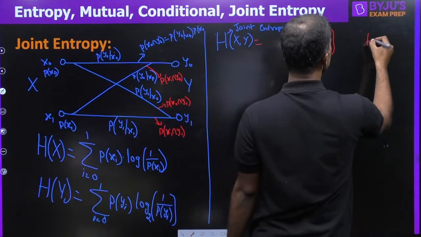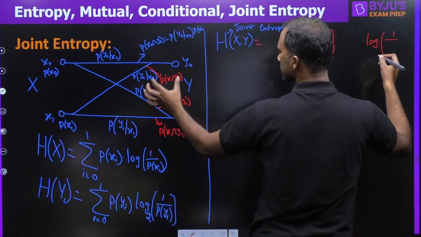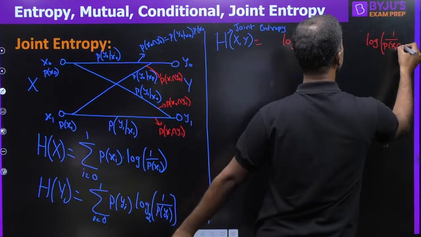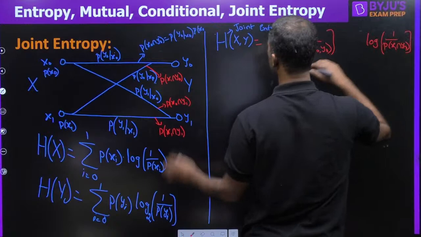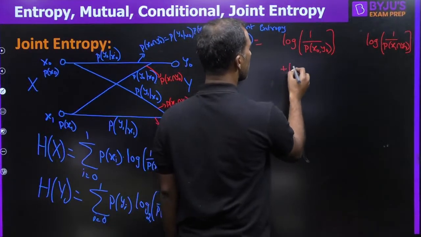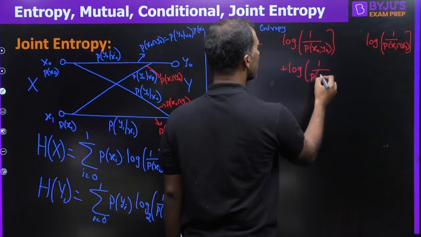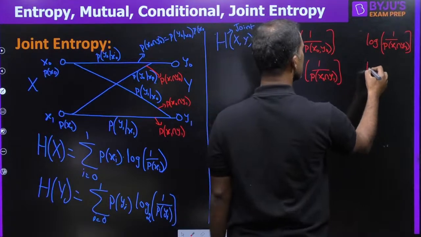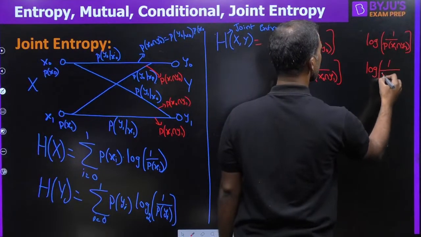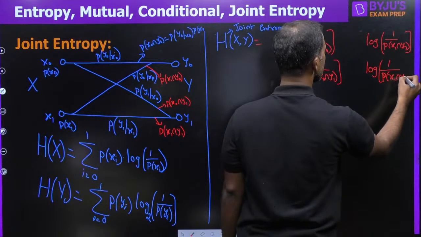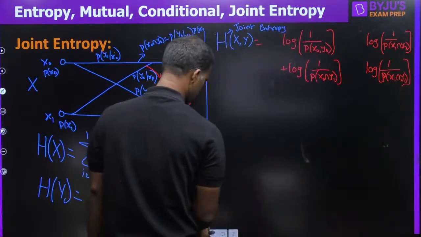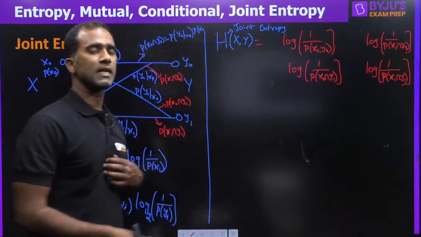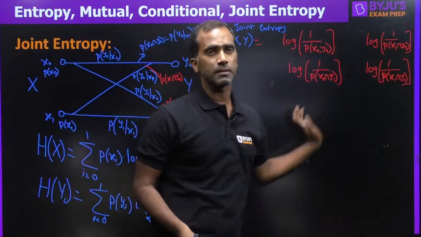Next, how about the information in the next one? Next intersection probability, p of x1 intersection y naught. See this one? We found the information in this. Similarly, the other two also: logarithm of 1 by p of x naught intersection y1, and the last one is logarithm of 1 by p of x1 intersection y1. Right? So now we have 4 probabilities, and corresponding to those 4 probabilities, we have found the information in them. Now what do we want?